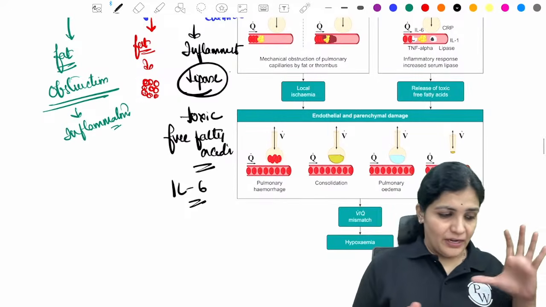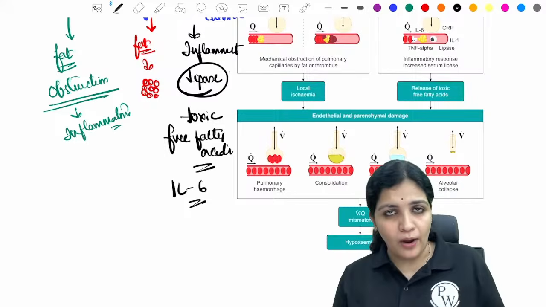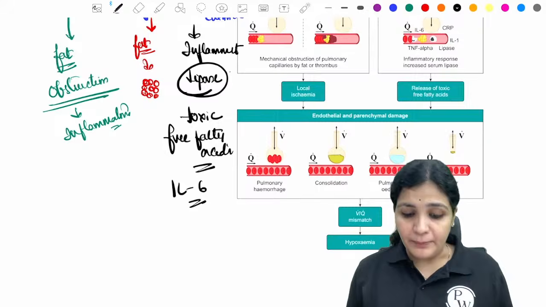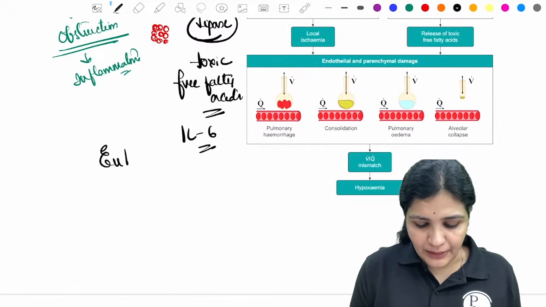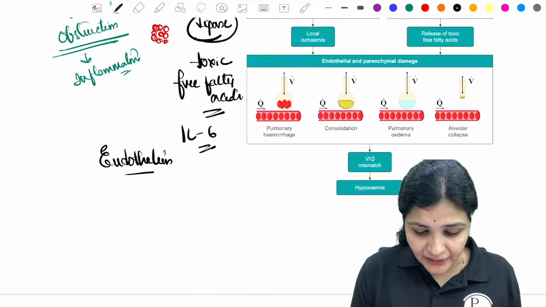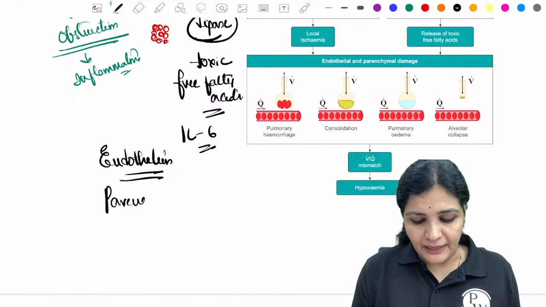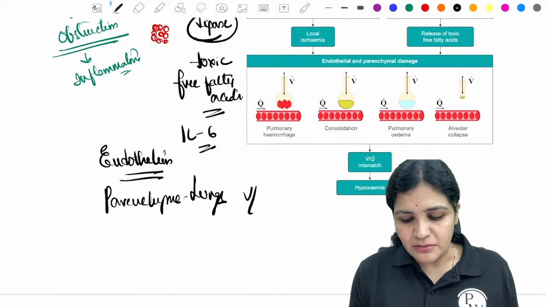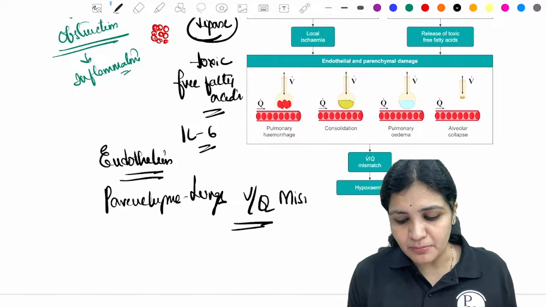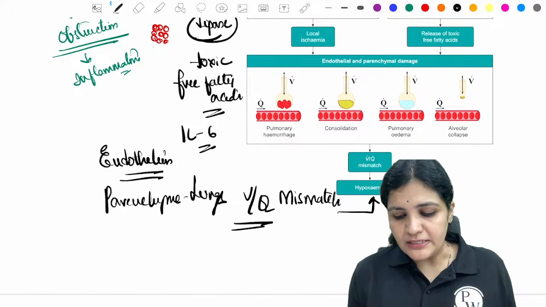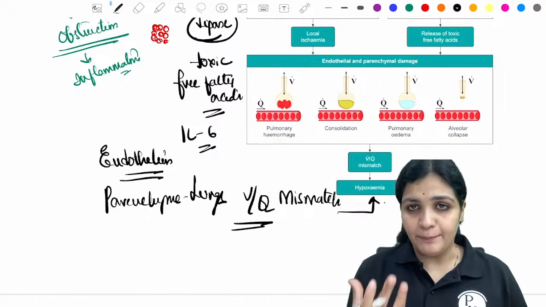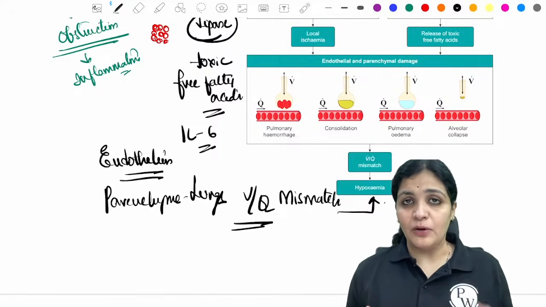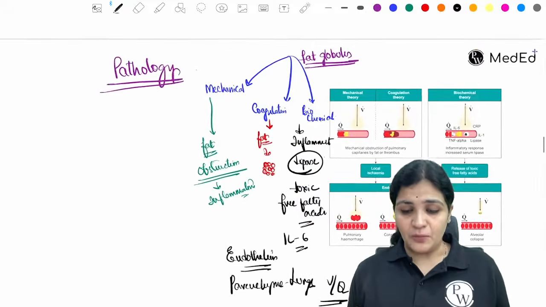Finally, what will happen? Whether it is a mechanical obstruction, coagulopathy or an inflammatory process by the free fatty acids, there will be damage to the endothelium. So the capillary endothelium will be damaged, and in the lungs the parenchyma gets damaged, and ultimately there will be VQ mismatch. So ventilation perfusion mismatch will happen, and this will result in hypoxemia. So there will be decreased blood oxygen level, the oxygen carrying capacity of the lung will get decreased, right? So that is why the patient will have breathlessness.